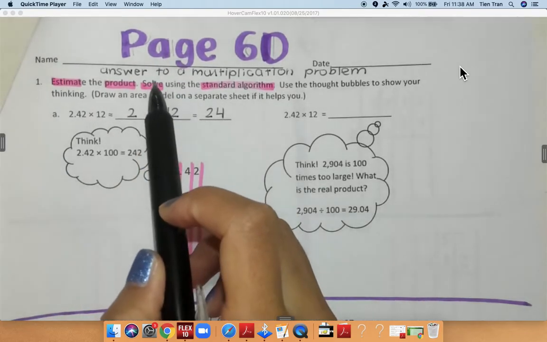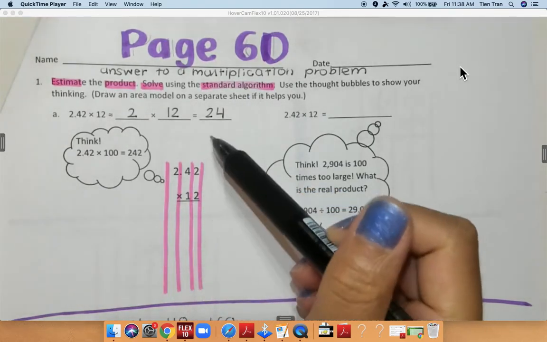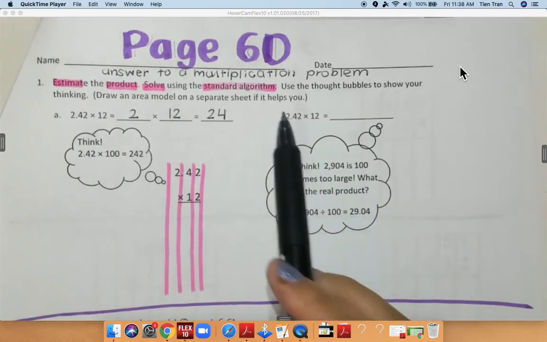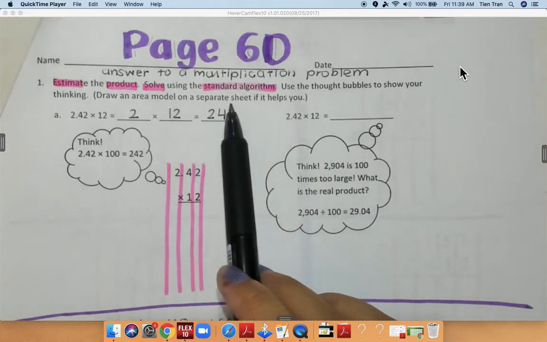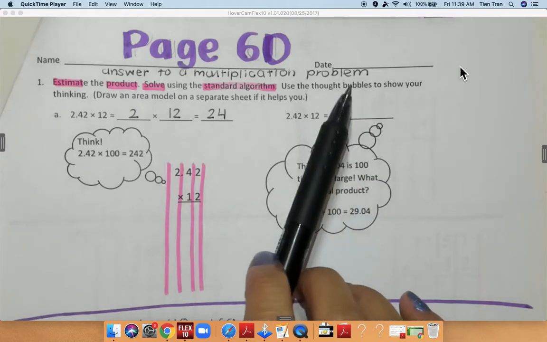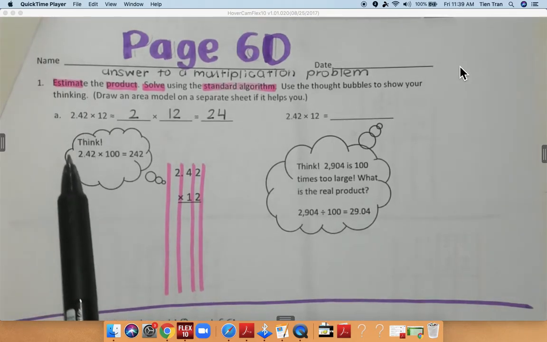So next, they ask you to solve using the standard algorithm. Standard algorithm looks like this. It's when you're multiplying vertically. And then they ask you to use the thought bubbles to show your thinking. Draw an area model on a separate sheet of paper if it helps you. If you like using the area model, you definitely can, but for this one, we're going to be focusing on standard algorithm, okay?